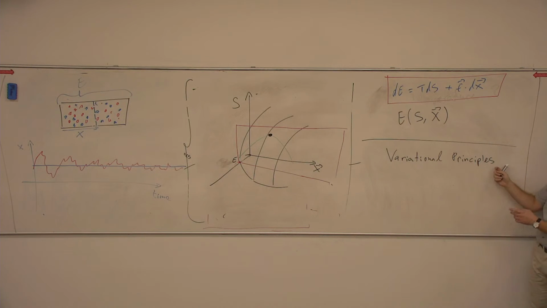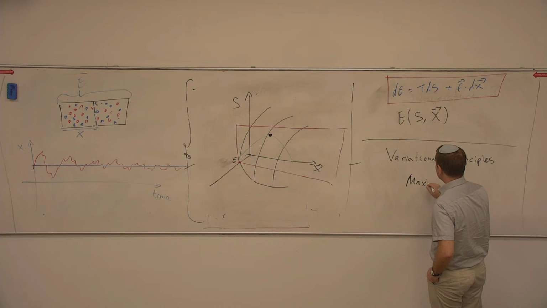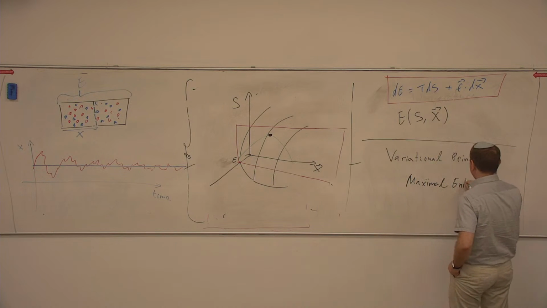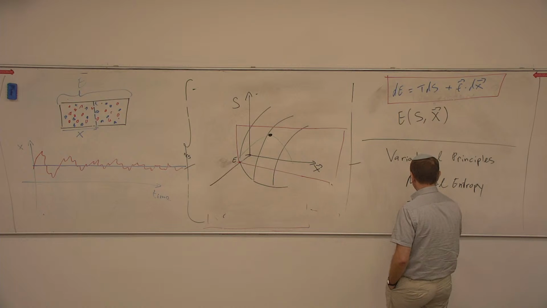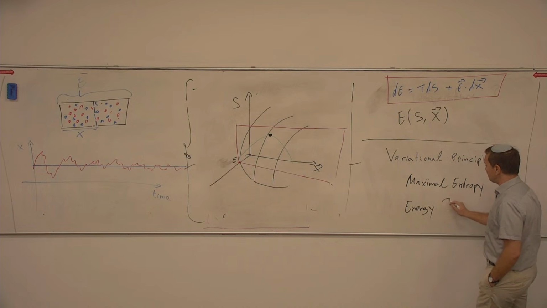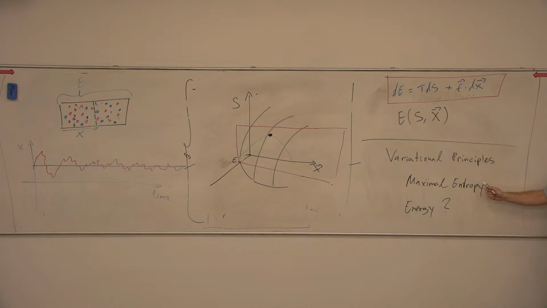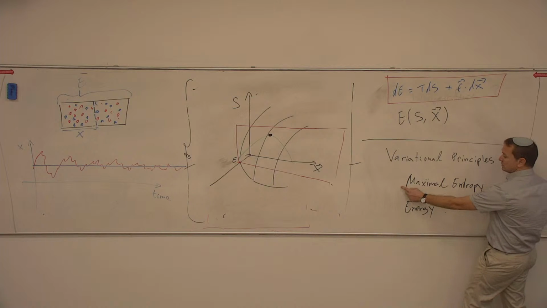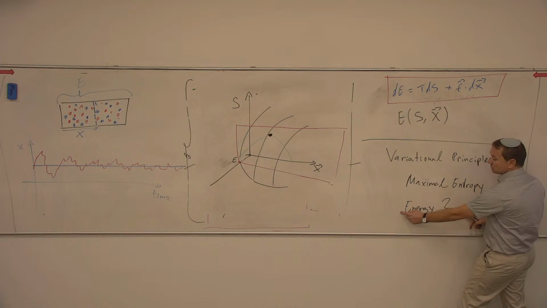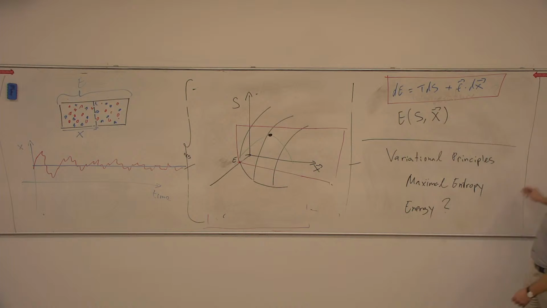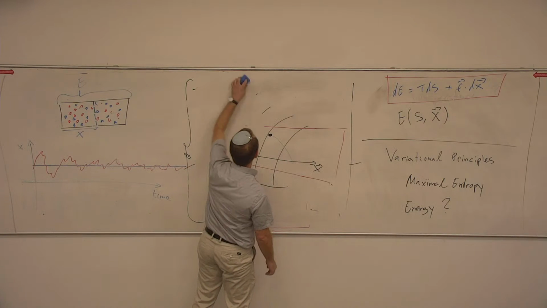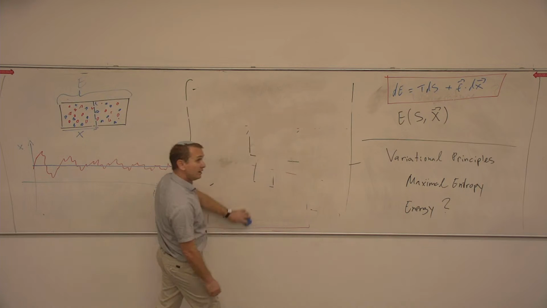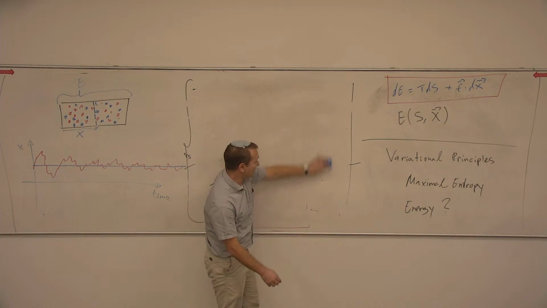So instead of having a variational principle, maximal entropy, I don't like entropy, but I like energy. I want to have a variational principle not for entropy, but for the energy. So let's go from this principle of maximal entropy to another principle that relates to energy. So what do you think? If I have maximal entropy at equilibrium, what's going to happen to energy at equilibrium? Lucky guess. Why?